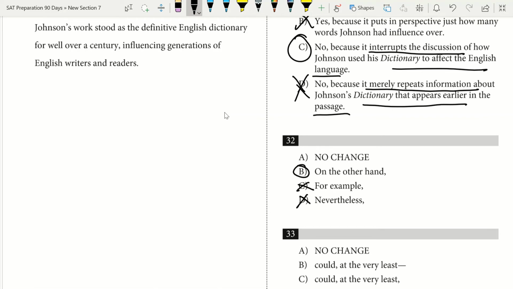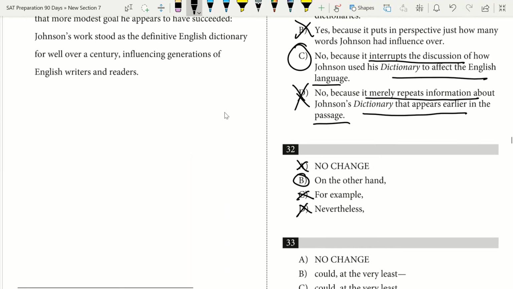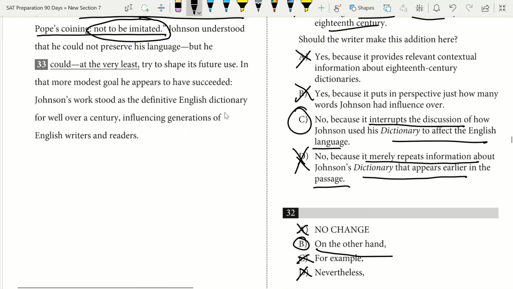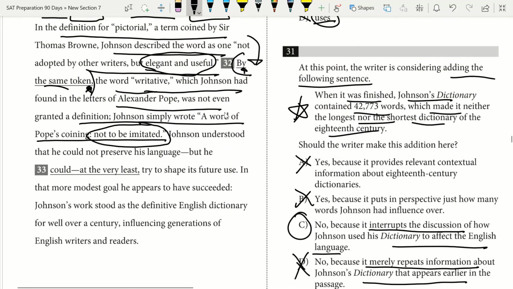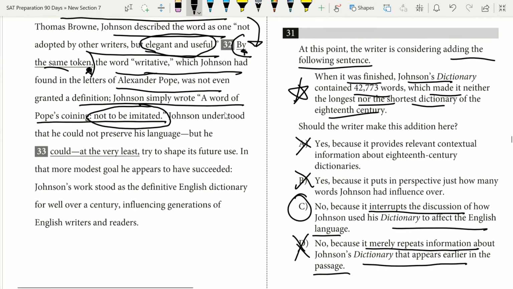We're not giving another example or continuing on like nevertheless. And we're not going to have no change either because that says by the same token. And this is by a different token, okay? This is on the other hand. We are showing something he disliked in contrast to what he liked. So 32, our answer there is going to be B. So anytime that we have a series of words or one word followed by a comma at the beginning of the sentence, I'm looking for a transition from my previous sentence to my new sentence. So that's what I look for there.